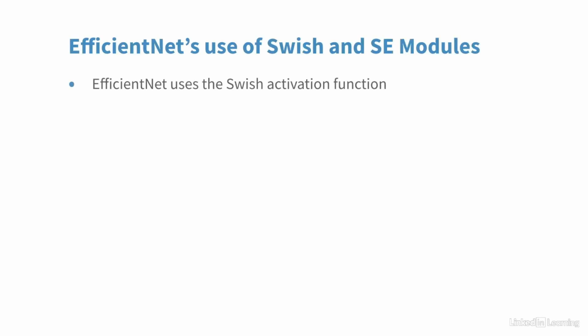The EfficientNet architecture uses the swish activation function instead of the more commonly used ReLU. Swish is a smooth, non-monotonic function that works better for deeper models.